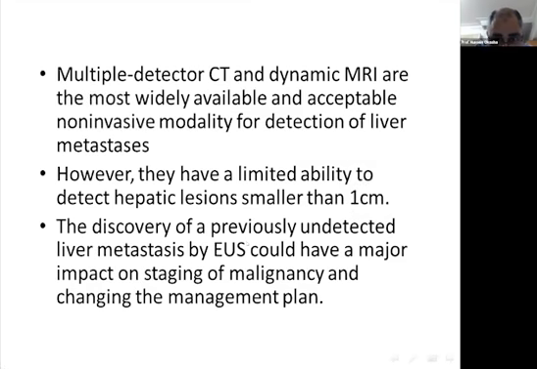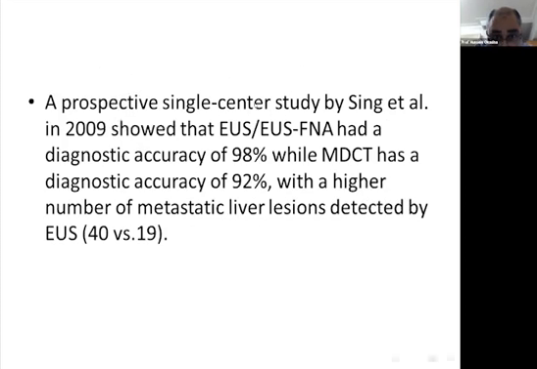The discovery of a previously undetected liver metastasis by EUS could have a major impact on staging of malignancy and changing the management plan. A prospective single-center study by Singh et al. in 2009 showed that EUS and EUS-FNA had a diagnostic accuracy of 98%, very high, while multi-detector CT has a diagnostic accuracy of only 92%, with a higher number of metastatic liver lesions detected by endoscopic ultrasound, 40 cases versus 19 cases.